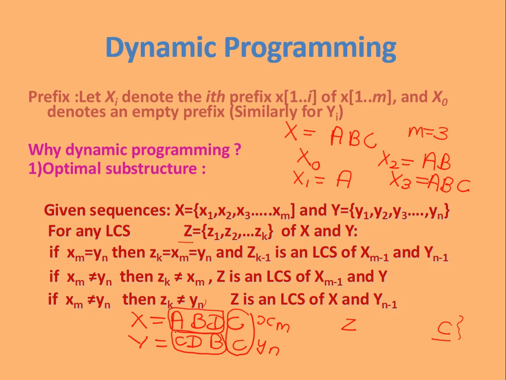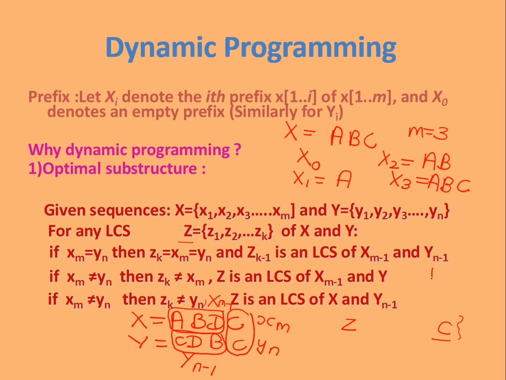Now ABD is actually your Xm minus 1 prefix and this is your Yn minus 1. Thus now you have to find LCS of Xm minus 1 and Yn minus 1. Next, say if they are not same.